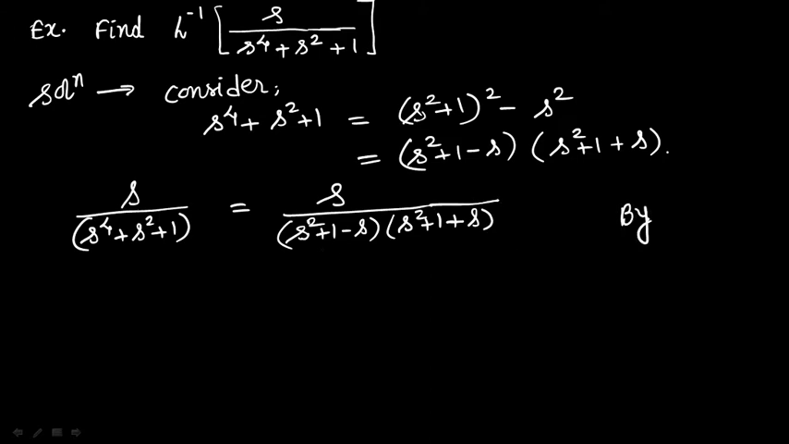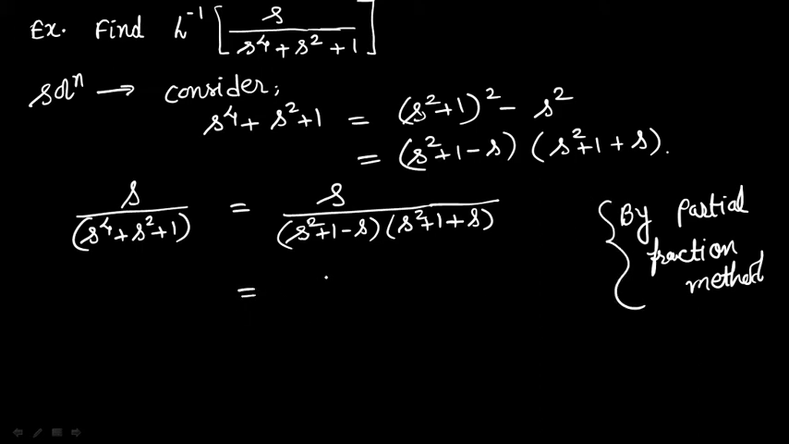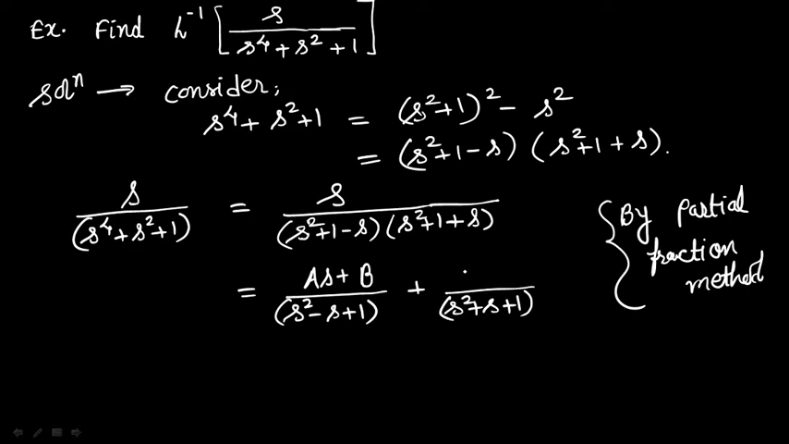Now by the partial fraction method, we write here the denominator term s square minus s plus 1 and therefore the numerator is as plus b, and the second term is s square plus s plus 1 and the numerator term is cs plus d. Now here we are interested in finding the constant values a, b, c and d. For this we take the LCM and simplify the terms.